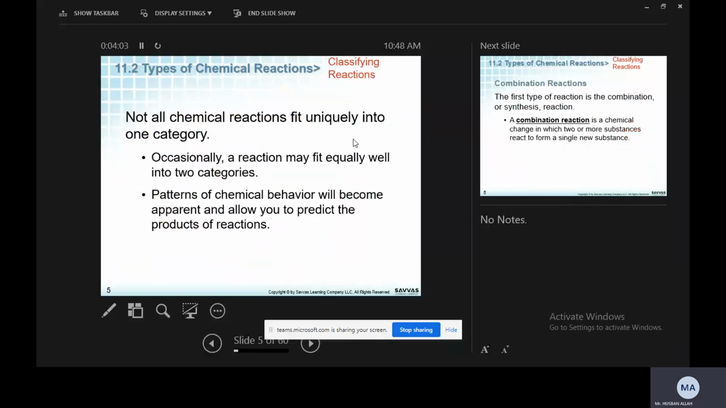Not all reactions fit uniquely into one category. Why do we need five types of chemical reaction? Because all reactions cannot be fit into one type, either into combination, decomposition, single or double replacement, or combustion. So that's why we have five different types of reaction. A reaction might fit equally well into two categories. Patterns of chemical behavior will become apparent and allow you to predict the product of the reaction, right? So at the end, you will be able to.